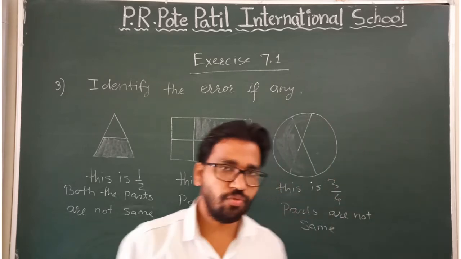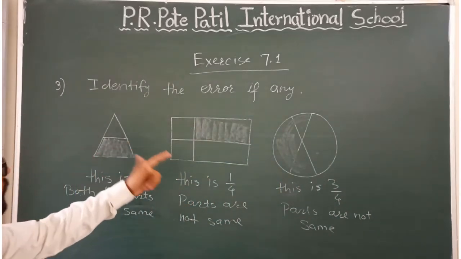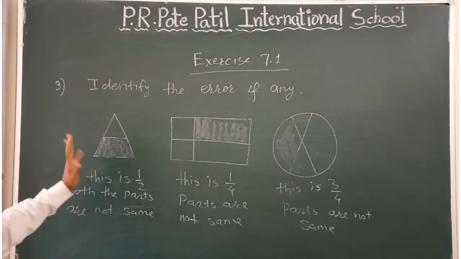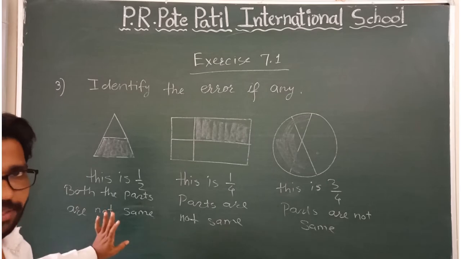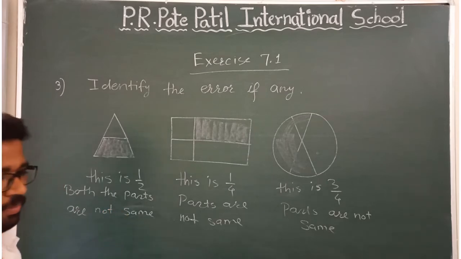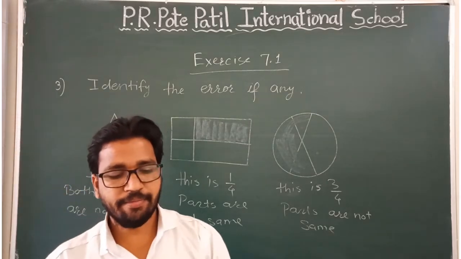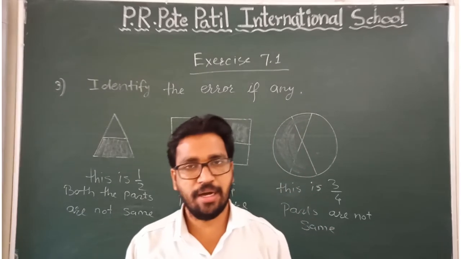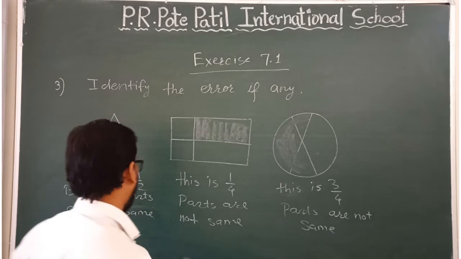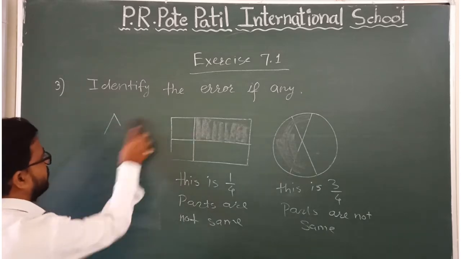Okay, so it is question number 3, identify the error, if any. Yes, the error is that the parts are not the same. Okay, so that is question number 3. Exercise 7.1, question number 4 is, what fraction of a day is 8 hours? What fraction of a day is 8 hours?